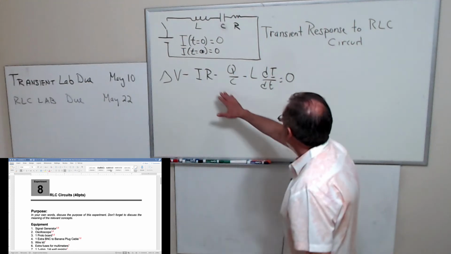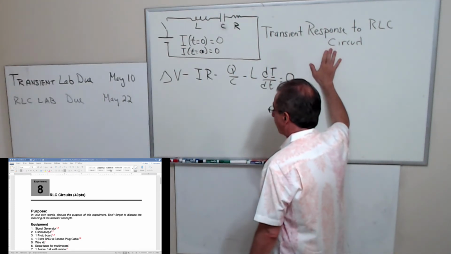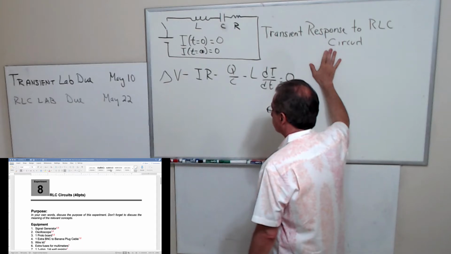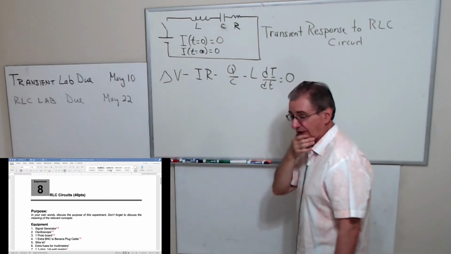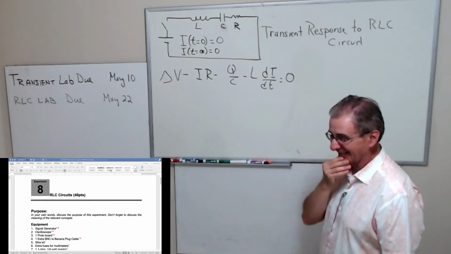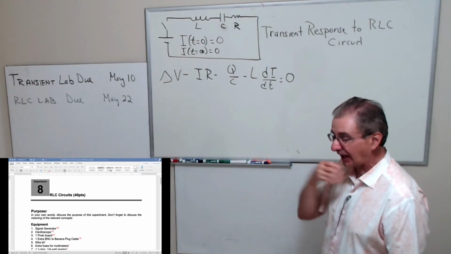So I set up this differential equation for the transient RLC circuit. I want I as a function of time. What do I do? Where do I go from here? I have I's and Q's. I have two options.